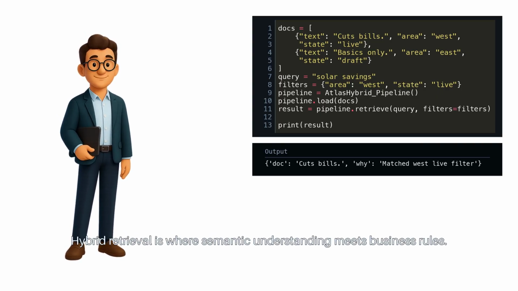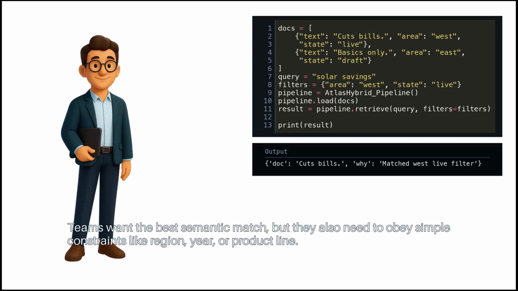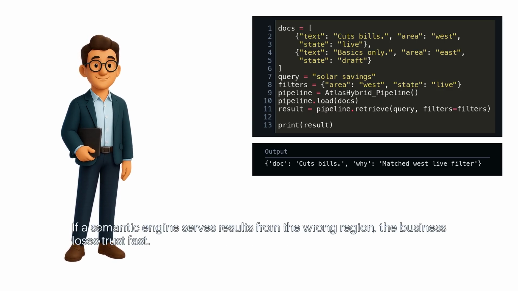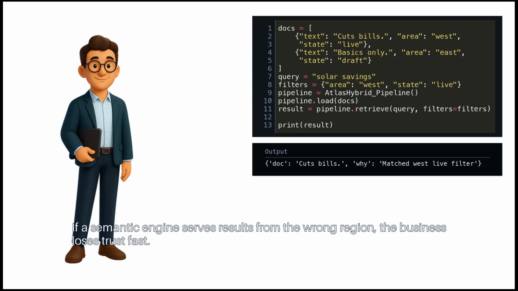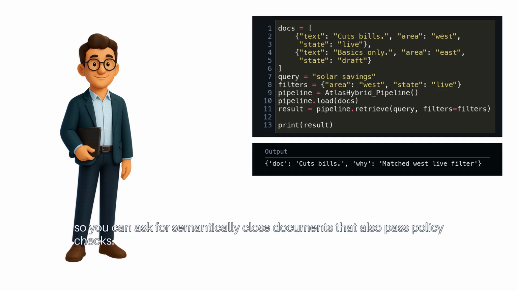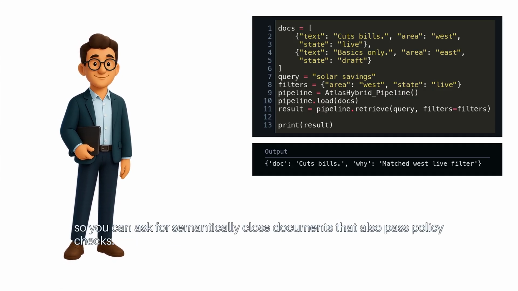Hybrid retrieval is where semantic understanding meets business rules. Teams want the best semantic match, but they also need to obey simple constraints like region, year, or product line. If a semantic engine serves results from the wrong region, the business loses trust fast. Atlas Vector Search puts vector similarity inside a database that already knows your metadata, so you can ask for semantically close documents that also pass policy checks.